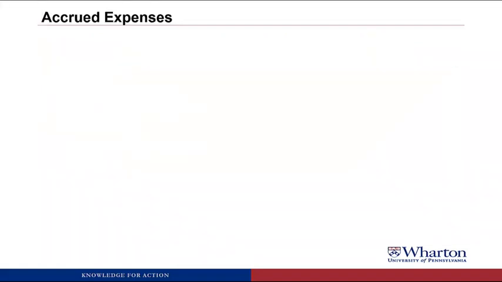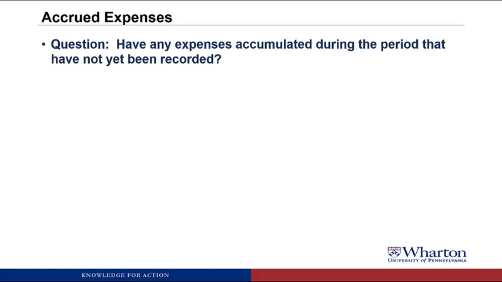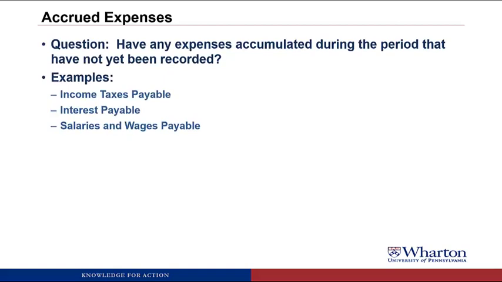Next, we have accrued expenses. So as our poor accountant decides to turn on the TV to watch something like New Year's Rockin' Eve so he can hear some of the music in the background that he's missing at all the parties, he has to ask himself, have any expenses accumulated during the period that have not yet been recorded? These accounts are all going to be payable type accounts.